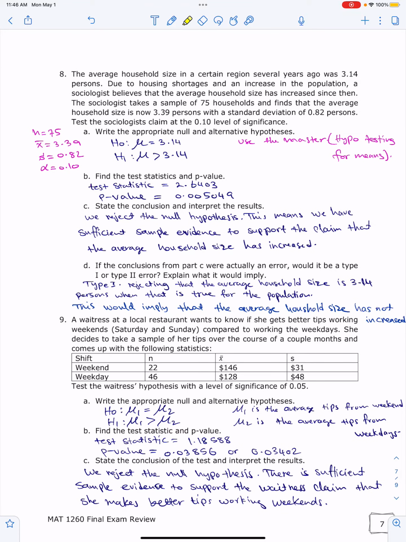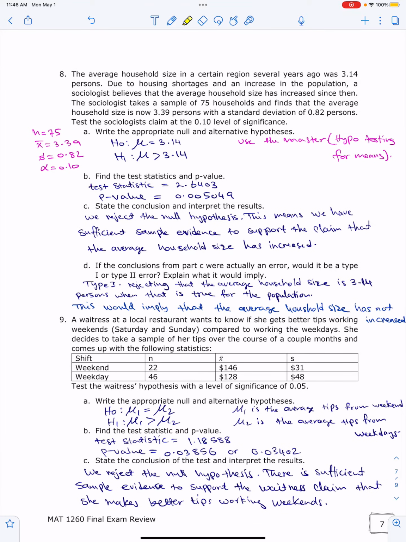Now we're going to use the hypothesis testing for means. So I'm going to go to the Master Excel workbook and use hypothesis testing for means, and I'm going to plug in my numbers. The null mean is 3.14. The type of test is greater than. The sample mean is 3.39, and the sample standard deviation is 0.82. The sample size is 75, and alpha was 0.1.